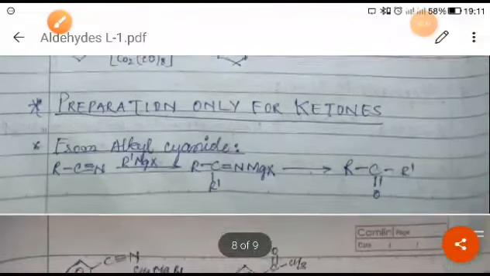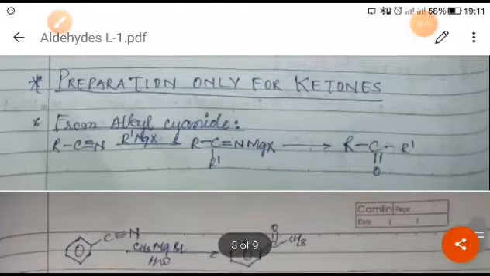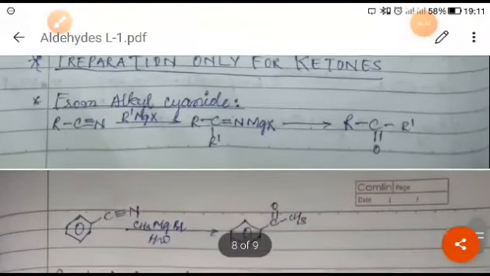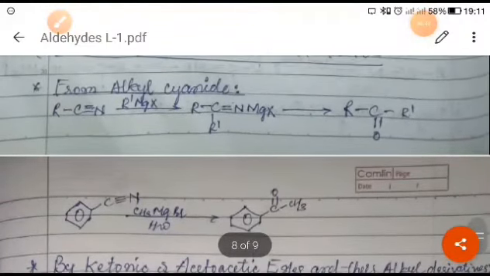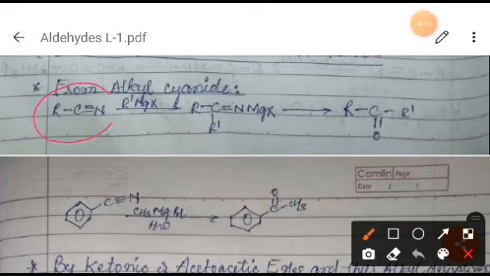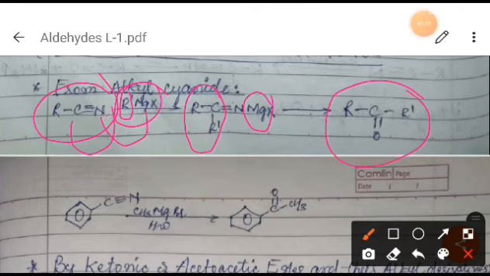Now next is preparation of ketone only. From this reaction we can prepare only ketone. So first is from alkyl cyanide. When we are taking alkyl cyanide in presence of Grignard reagent, the same thing will happen: the plus of this will attack this, the minus of this will attack this, right? As you can see, through this carbon R has attached, and through this N MgX has attached. Now further hydrolysis gives us ketone here, right?